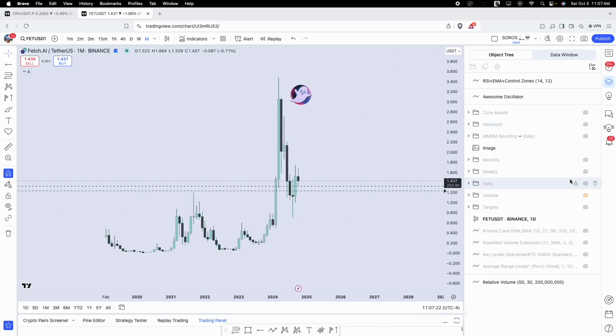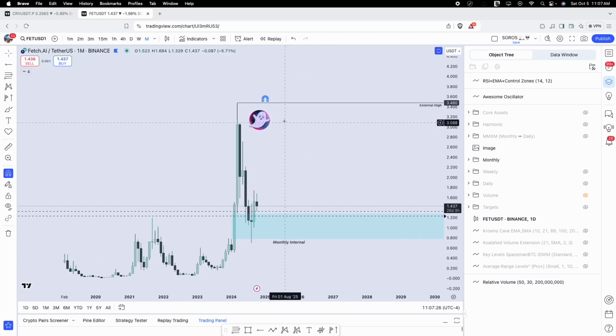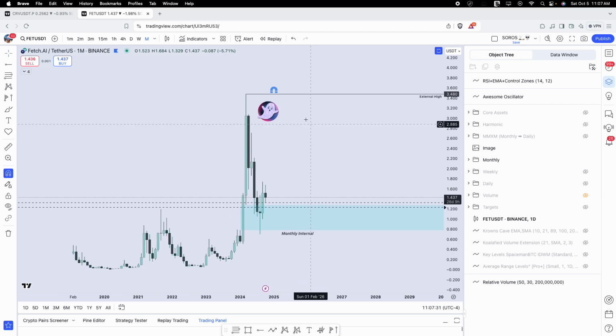So we're going to start on the monthly. You have a monthly internal that got filled here. So once that backfill is finished, usually you're going to be targeting the external high on the monthly.